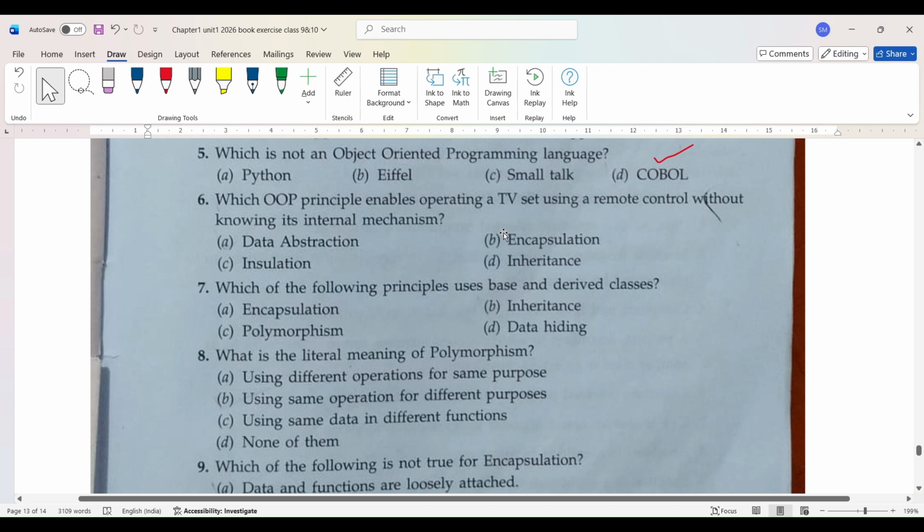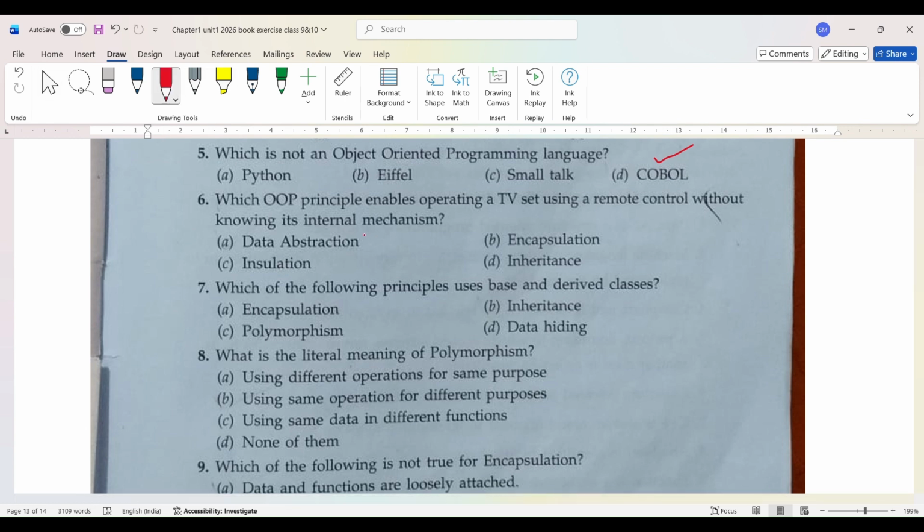Next question. Which principle allows operating a device using a remote control without knowing its internal mechanism? This also represents data abstraction. Data abstraction means showing only the essential features to the user without revealing the internal working details.